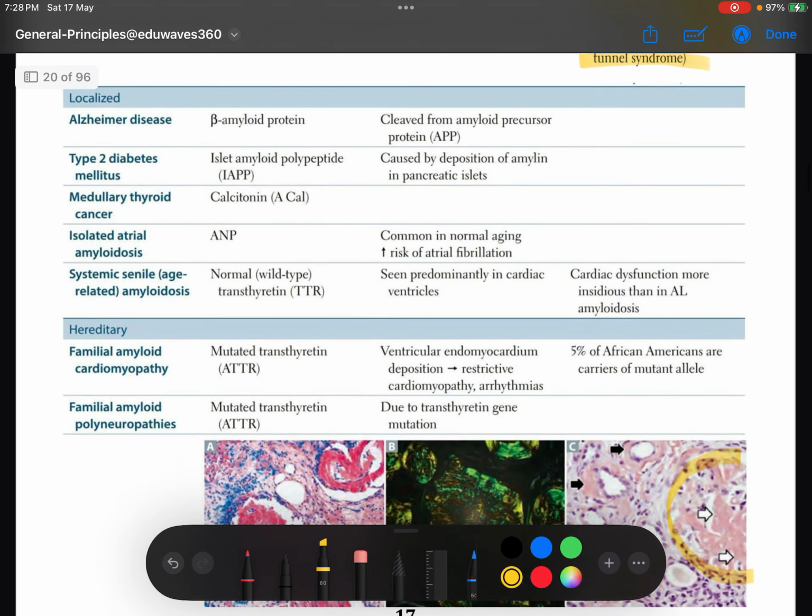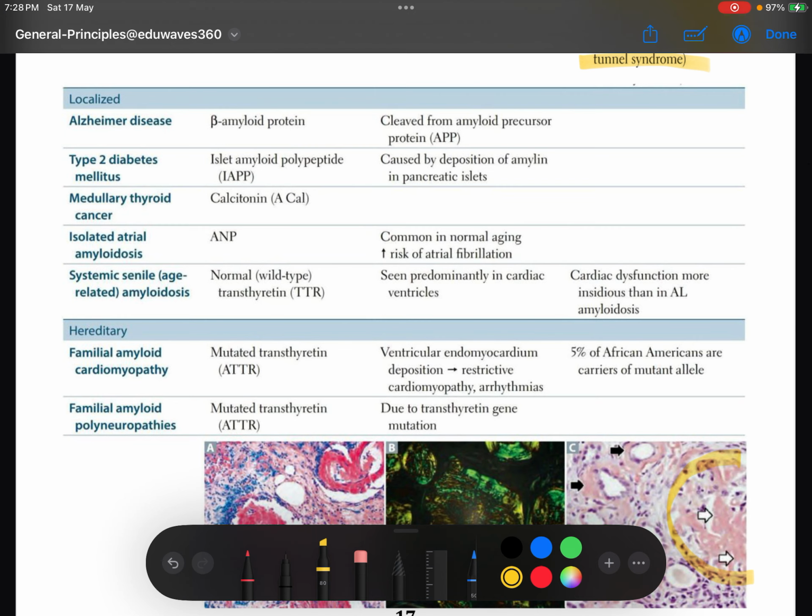Next one, localized amyloidosis. In localized amyloidosis we have 4 localized forms of amyloidosis. So let's discuss. First one, Alzheimer's disease. In Alzheimer's disease, the amyloid, or beta amyloid protein, is derived from amyloid precursor protein. Okay, so where is it found? You can find it in neuronal plaques and cerebral vessels.